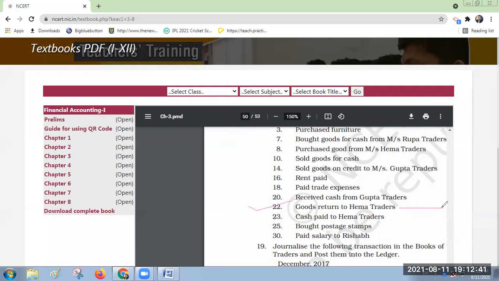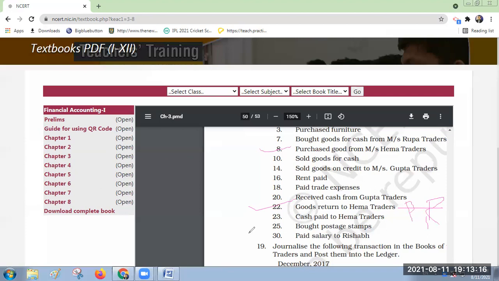What is the journal entry? Hema Traders debtor to goods return. No, you should not mention goods. Sales returns? No, it is not sales return, it is purchases return. You purchased from them on the 8th date. When you are purchasing, it is purchases account debtor to Hema Traders. When you are returning, Hema Traders account debtor to purchases returns account. You have to mention that.